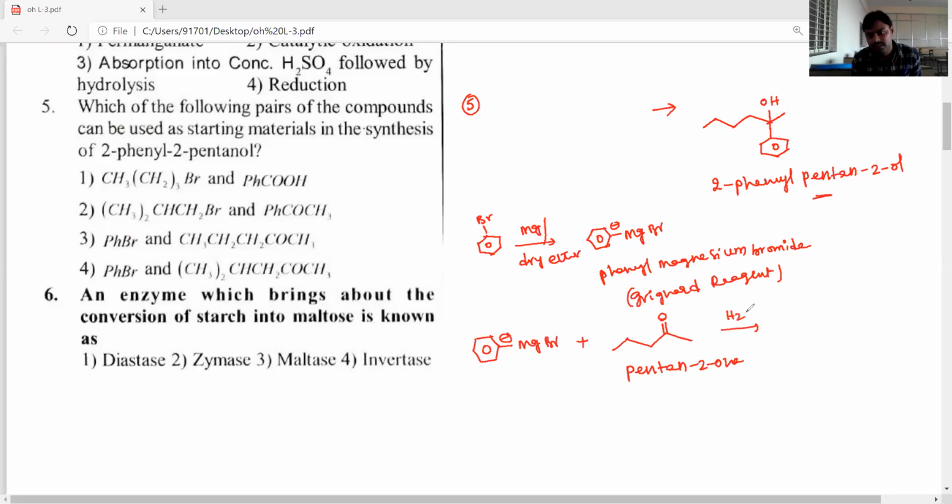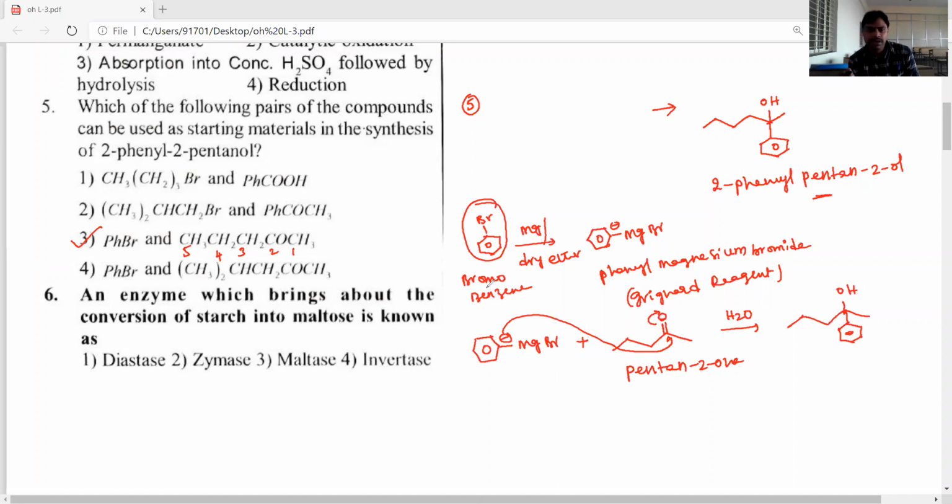Followed by hydrolysis, it will attack at the second carbon, and then we get 2-phenyl pentane-2-ol. So the starting materials are bromobenzene and pentane-2-one. See, 1, 2, 3, 4, 5. So phenyl bromide or bromobenzene and pentane-2-one are the starting materials we have to use for the synthesis of 2-phenyl pentane-2-ol.